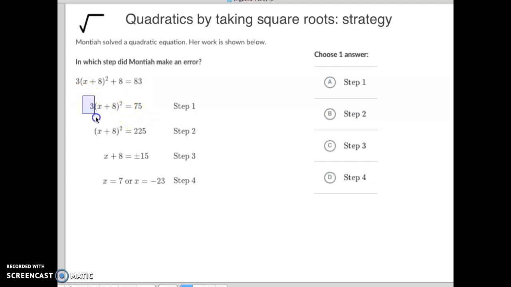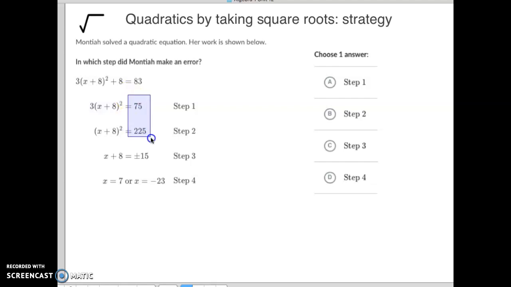The next step is we got to get rid of this number in front of the parentheses. And if there is no sign, remember that just means multiply. So 3 is being multiplied by this. What is the opposite of being multiplied? It would be to divide. So we need to divide by 3 to get rid of the 3.